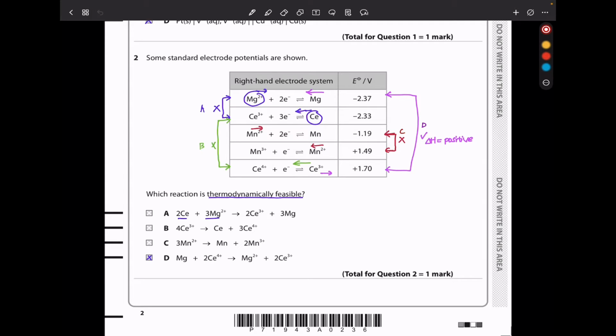And finally, we look at D, which is what we see here. Because magnesium is being converted to magnesium 2+, that is going to be going the other direction. And cerium 4+ is being converted to cerium 3+, again going in this direction. We see this is going to be feasible, because the one with the more positive electrode potential is going in the forward direction, while the other is going to go to the other side. So that will be my answer. It's the only one that is going to have a positive E theta for the cell.